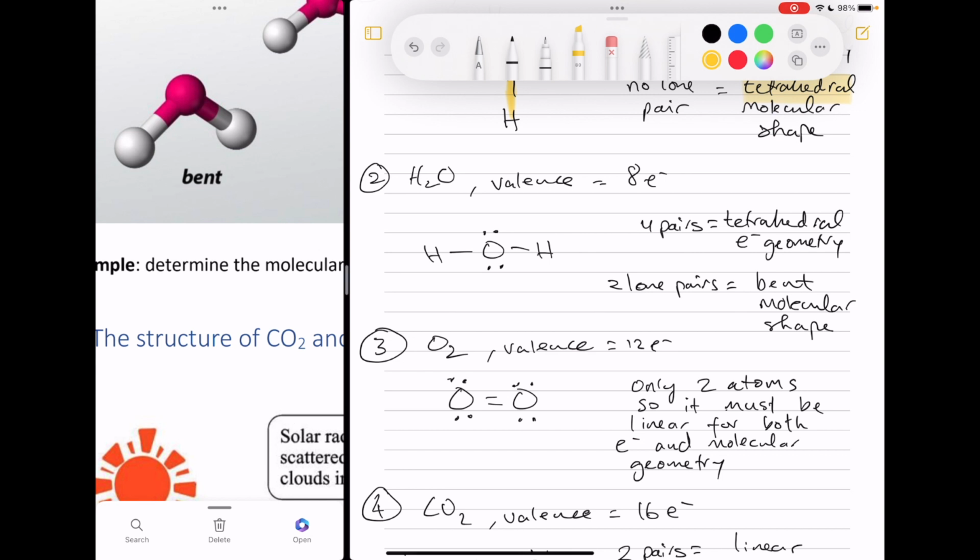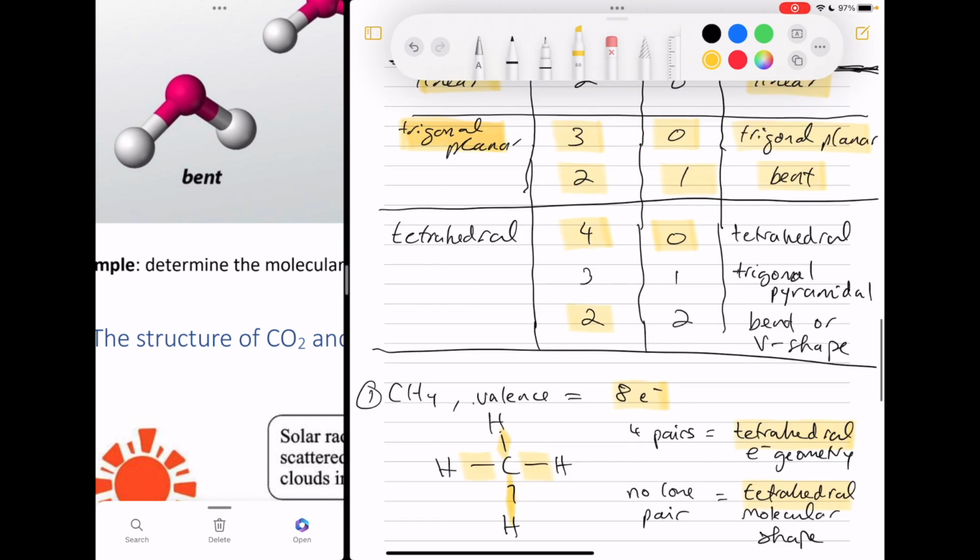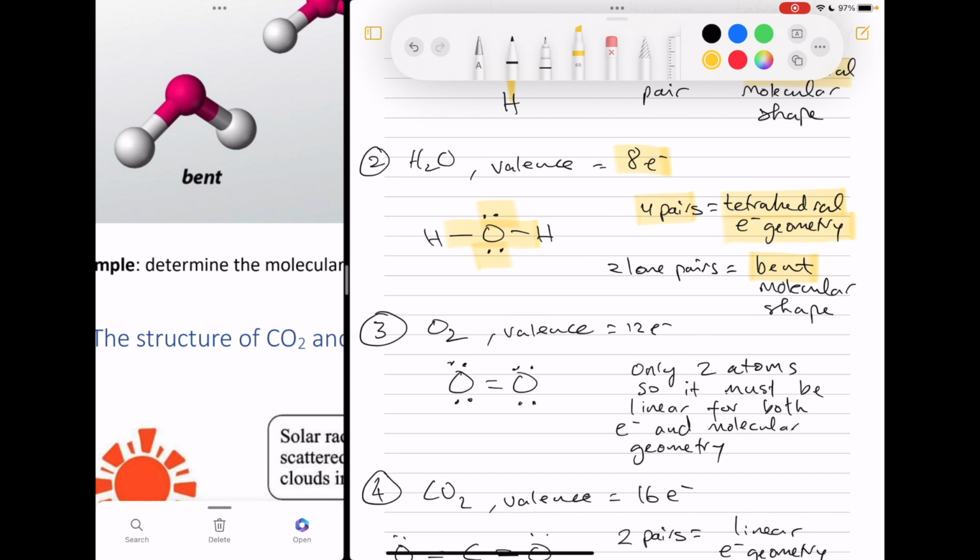Next, with water, we have also 8 valence electrons. The structure of water looks like this, with 2 lone pairs around the oxygen and 2 bonding pairs. But they still add up to 4 pairs. 4 pairs means tetrahedral electron geometry. You have a 2 lone pairs, 2 bonding pairs combination. That structure is called either bent or V-shape. That's what I call it here. It's just a bent molecular shape.